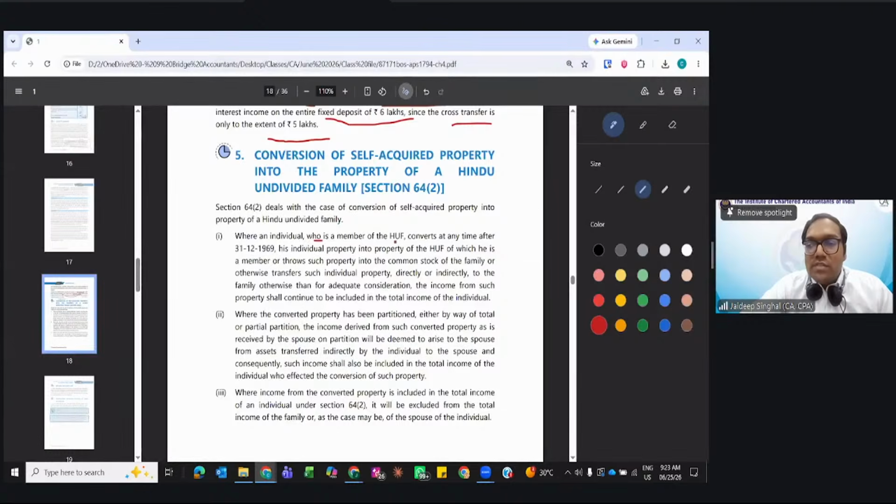Where an individual who is a member of HUF converts at any time after 1969 his individual property into property of the HUF of which he is a member, or throws such property into the common stock of the family, or otherwise transfers such individual property to the family otherwise than for adequate consideration, the income from such properties will continue to be included in the total income of the individual. The clubbing will apply.